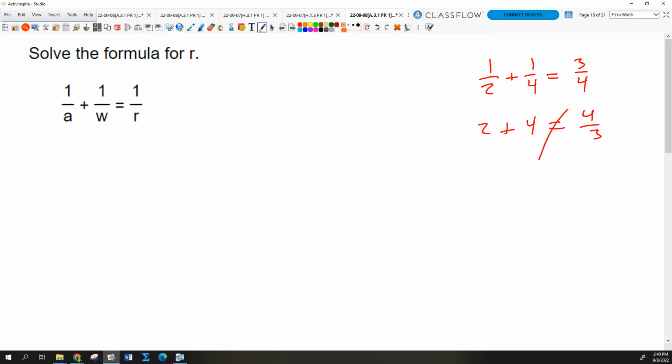So I can't do that. There's a case where it didn't work, so we can't assume it's going to work for any other case, okay?